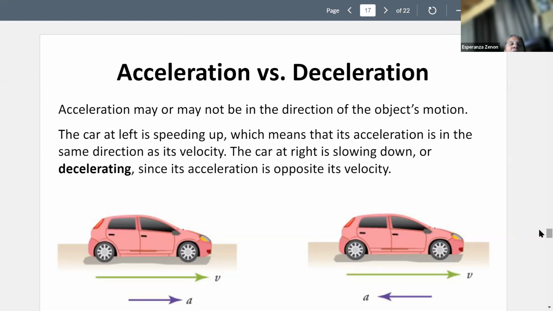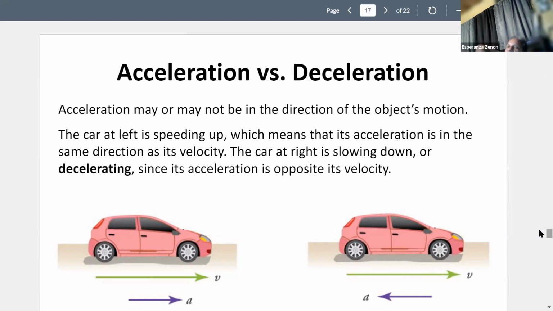Let me see who's got their thinking caps on. I have an object that has a positive acceleration. Is its final velocity going to be bigger or smaller than its starting velocity? Anybody out there? I'm going to take a guess and say bigger.